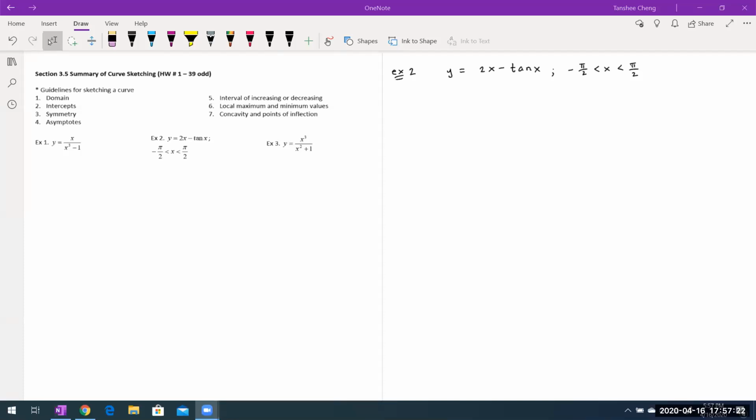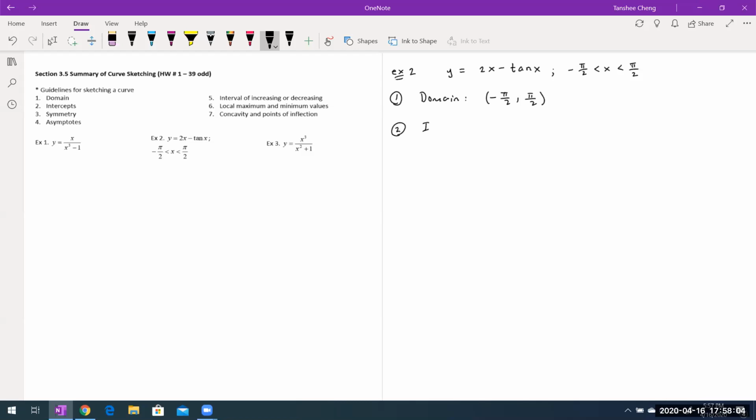So example number 2, we want to do 1 through 7 again, but this time using an equation that involves trigonometric expressions. The good thing is we don't want to graph endlessly, so we're given a particular interval to graph it. Therefore, that makes it easier for us to talk about the first part, which is my domain. It will be simply between negative pi over 2 and pi over 2. You may write it down in interval notation or set notation for the domain part. Either one is fine, I don't really mind.